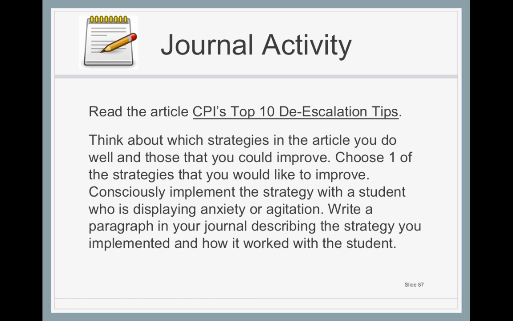For your next journal activity, read the article CPI's Top 10 De-escalation Tips. You can download the article from the accompanying resources list on the website where you accessed this video. Think about which strategies in the article you do well and those that you could improve. Choose one of the strategies that you would like to improve. Then consciously implement the strategy with a student who is displaying anxiety or agitation. Write a paragraph in your journal describing the strategy you implemented and how it worked with the student. Pause the video now to read the article.